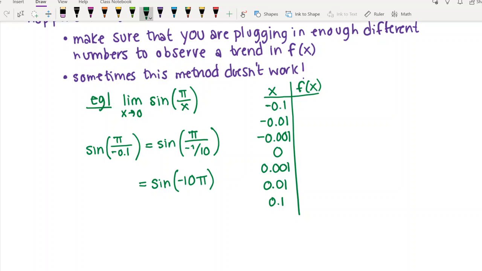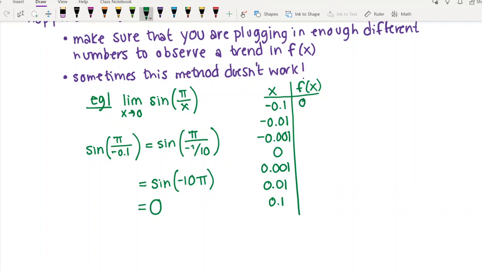And so if you remember what the deal is with the sine function, sine of any integer multiple of pi is always going to equal 0. And there's a couple ways to think about that. One is if you know what the graph looks like, it passes through the x-axis at any multiple of pi. So at pi, at 2 pi, at 3 pi, at 4 pi, at -pi, -2 pi, -3 pi, -4 pi, etc. So we get 0.